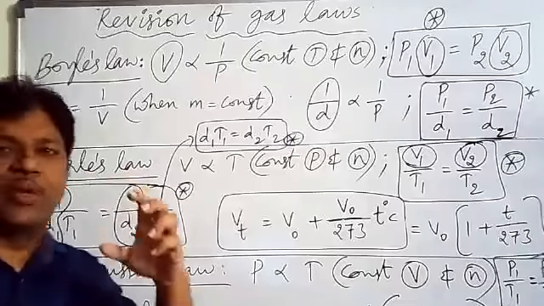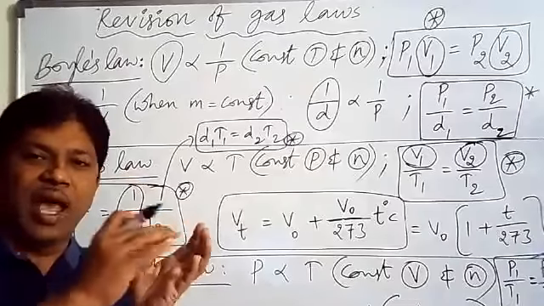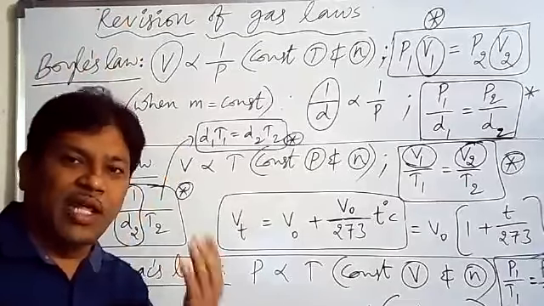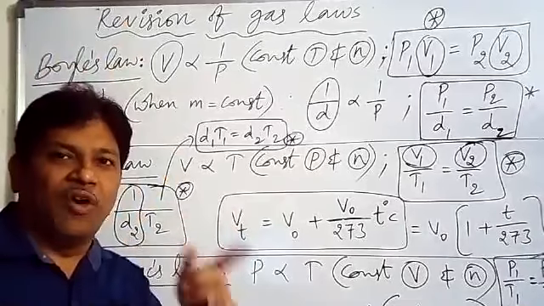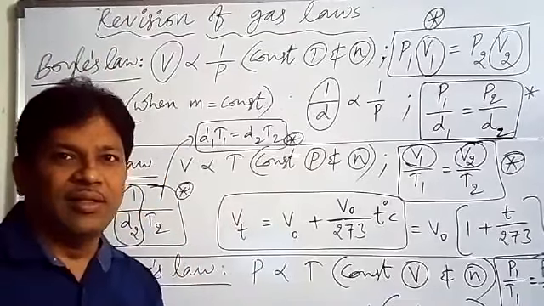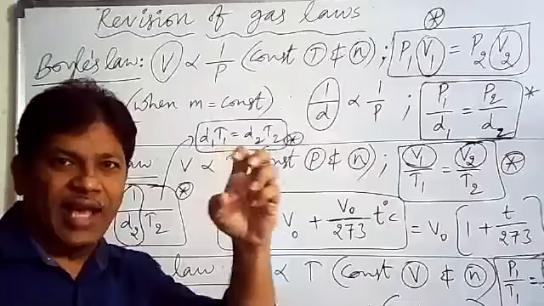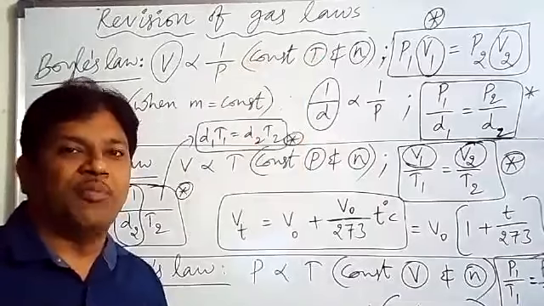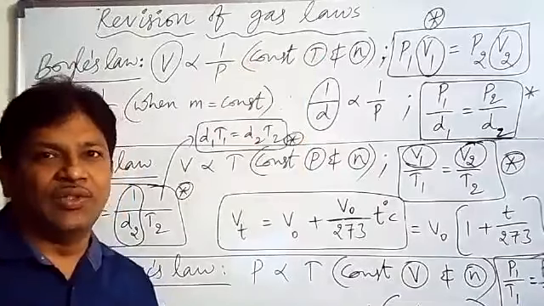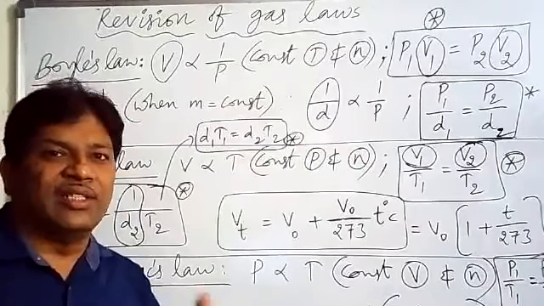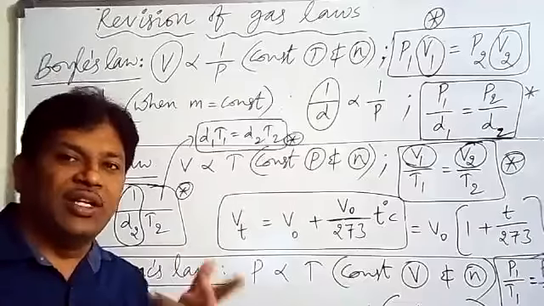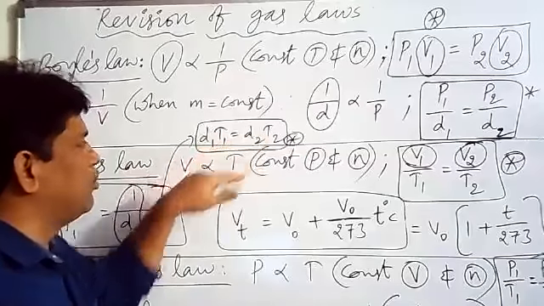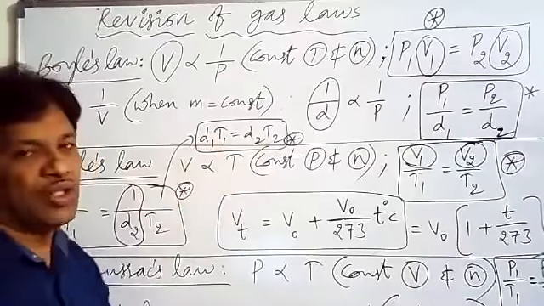When we increase temperature, the gas volume will be increasing. When volume increases, the density will be decreasing, because density and volume are always inversely proportional. So density and temperature are inversely proportional to each other. Whenever two quantities are inversely proportional, we have to take d1 into t1 is equal to d2 into t2.